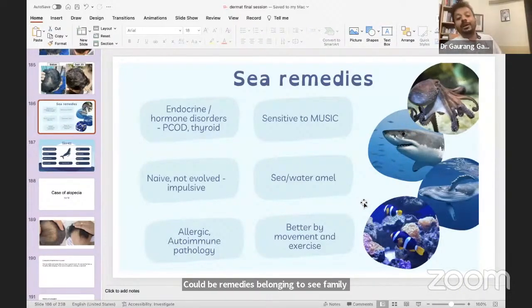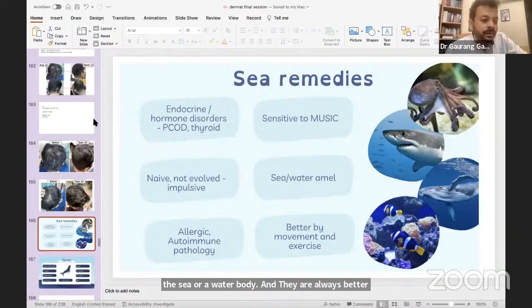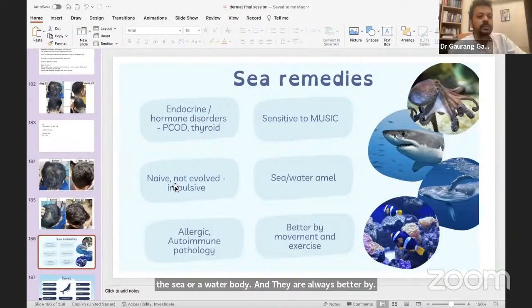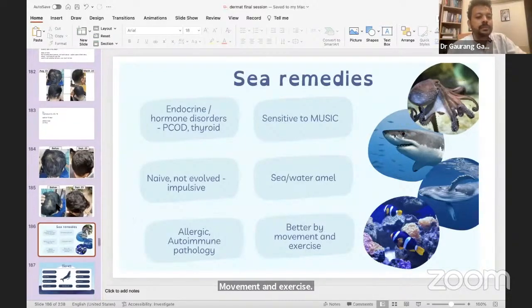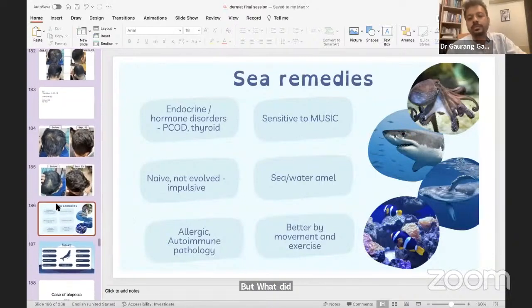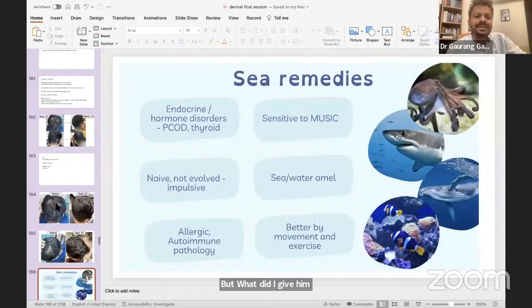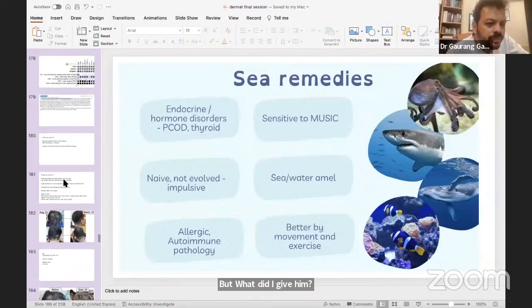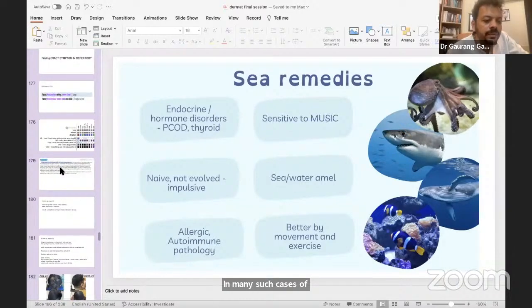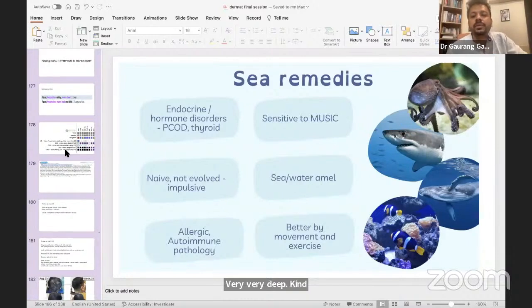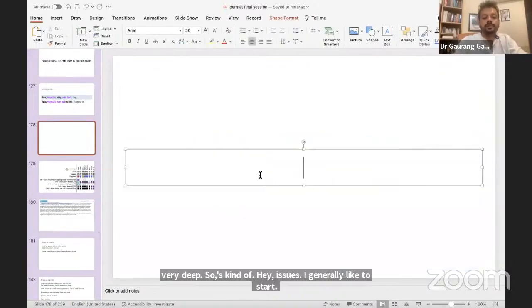Many of these patients feel better when they are near the sea or a water body, and they are always better by movement and exercise. But what did I give him? In many such cases of very, very deep kind of hair issues, I generally like to start with 200, followed by LM1 for a few days, maybe 3 days, and then I follow.